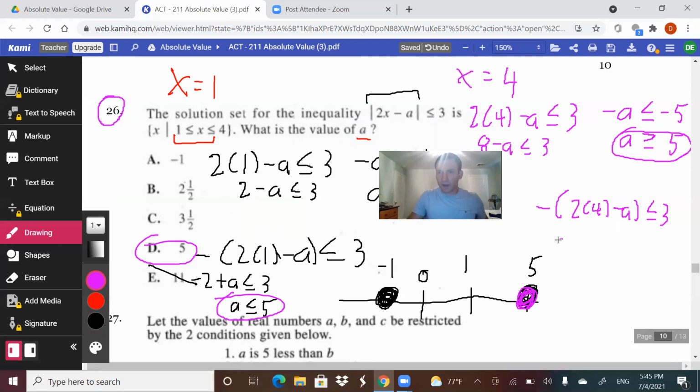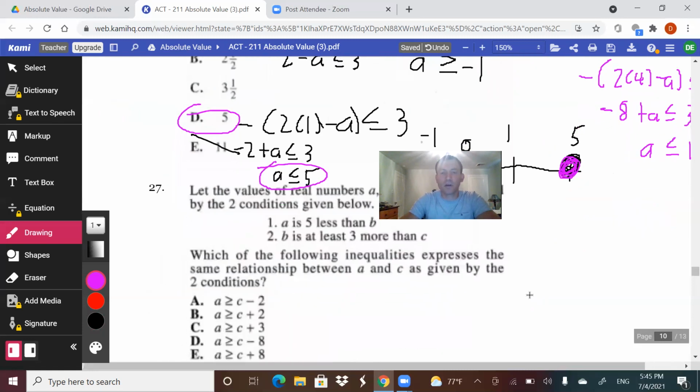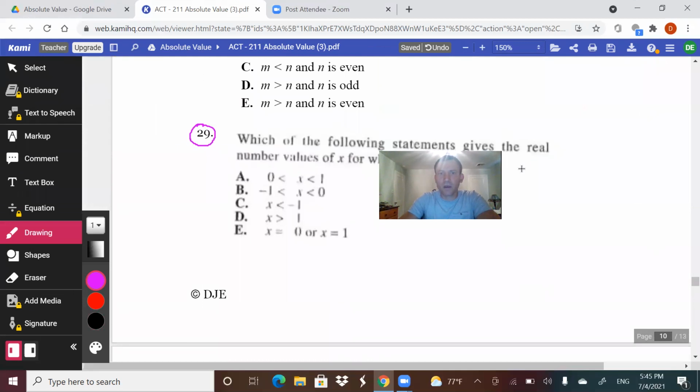But anyway, if we did this, we'd get -8 plus a is less than or equal to 3. We'd get a is less than or equal to 11, and 5, again, is within that range. So we know we're still okay. All right, so anyway, that's that problem. Let's take a look at 29.